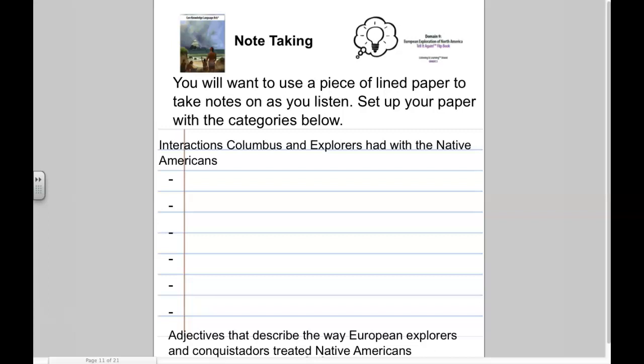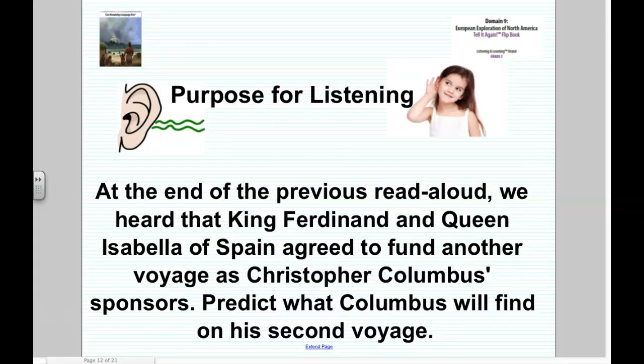The purpose for listening. At the end of the previous read aloud, we heard that King Ferdinand and Queen Isabella of Spain had agreed to fund another voyage as Christopher Columbus's sponsors. Predict what Columbus will find on his second voyage. And how do you think the Native Americans that already live there will respond?